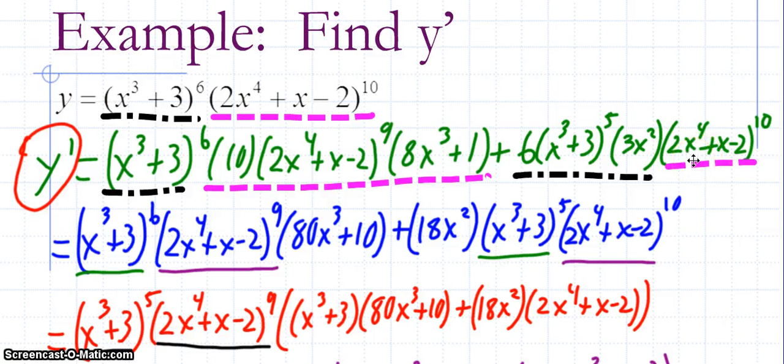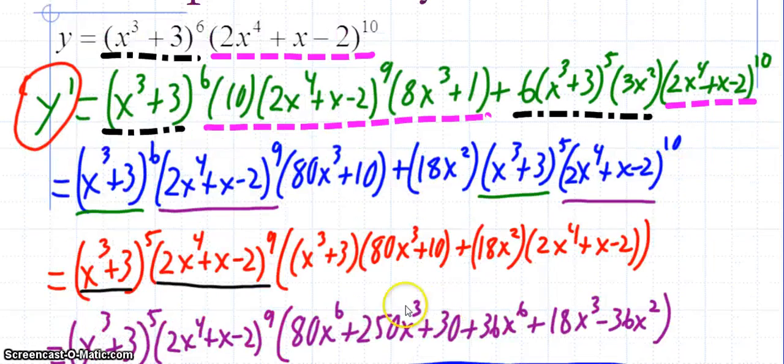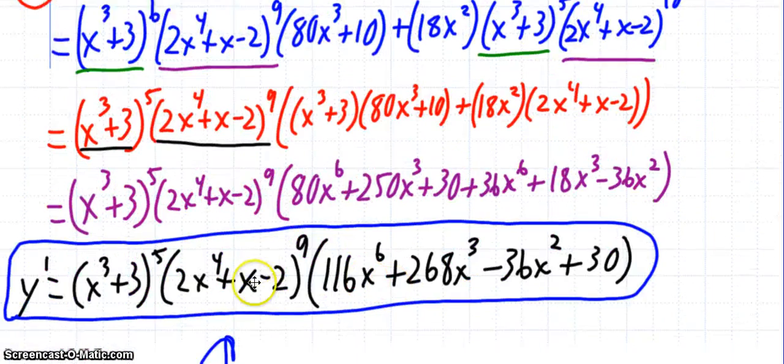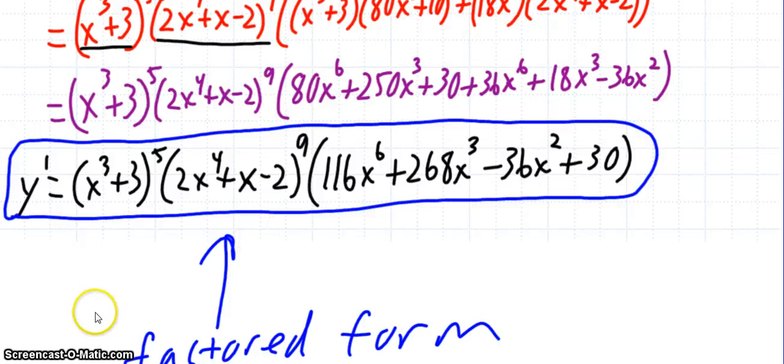From here it became simplifying, combining, so we kept this the same. I noticed that I had a quantity of x cubed plus 3 to the 6th and x cubed plus 3 to the 5th. So I'm going to factor that out, x cubed plus 3 to the 5th. I noticed that I had the 2x to the 4th plus x minus 2 to the 9th, 2x to the 4th plus x minus 2 to the 10th, so I factored it out to the 9th. And then I take everything that's left over, distribute, combine like terms, and that's how we get our answer.